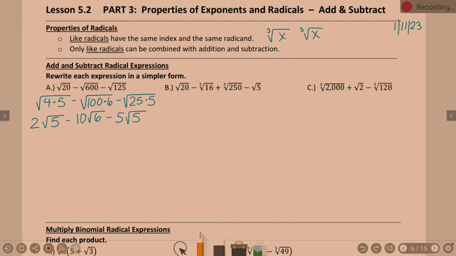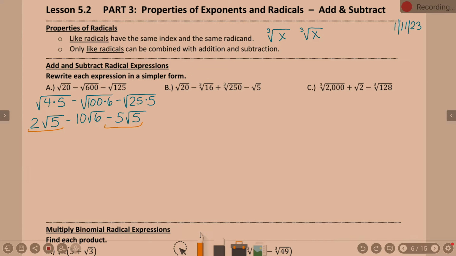Now, we've done some simplifying. Now, can I do any addition and subtraction? Yes. What can I put together? Right now, I have a 2 square root of 5. And at the end, I have a minus 5 square root of 5.